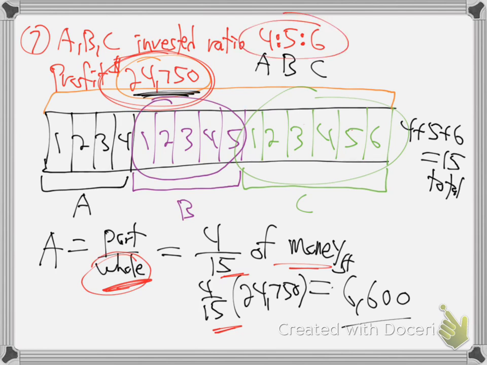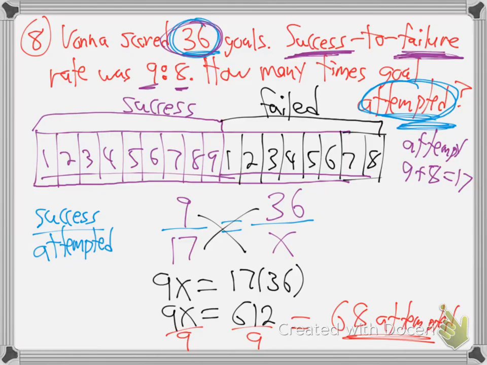And the 4, 5, 6, that was just the individuals. That wasn't the whole. Same thing here. The 9, 8 was just success, failure. It wasn't all attempted. Is that good?